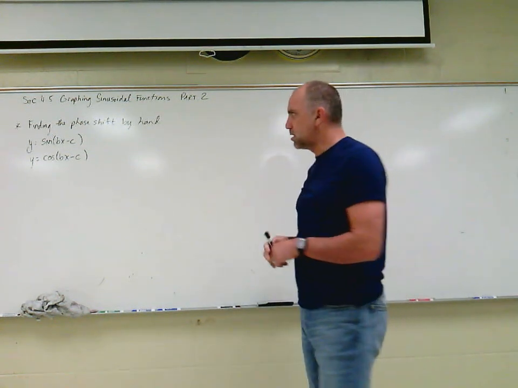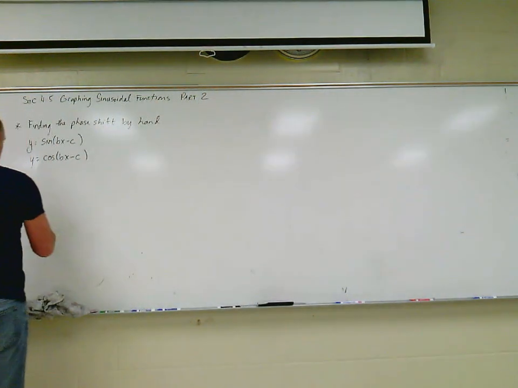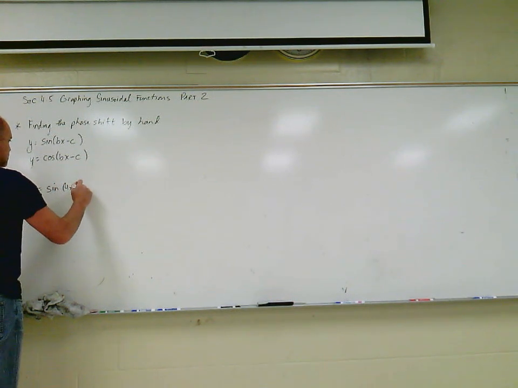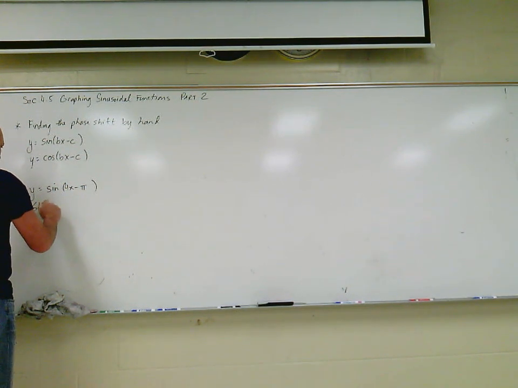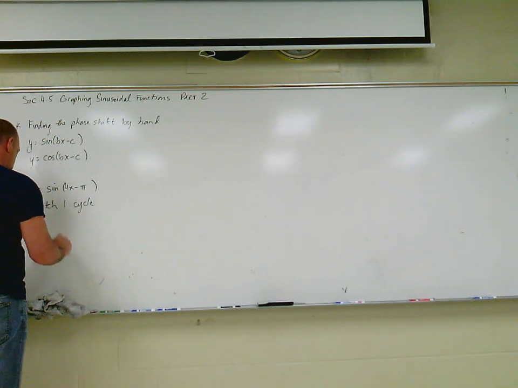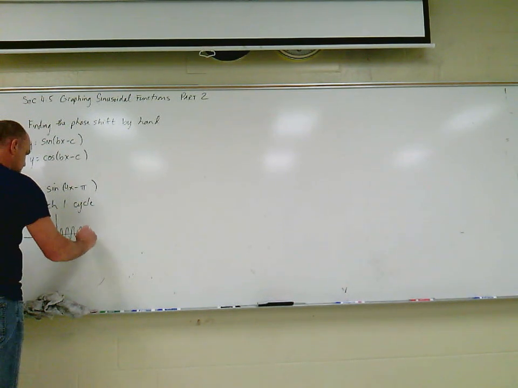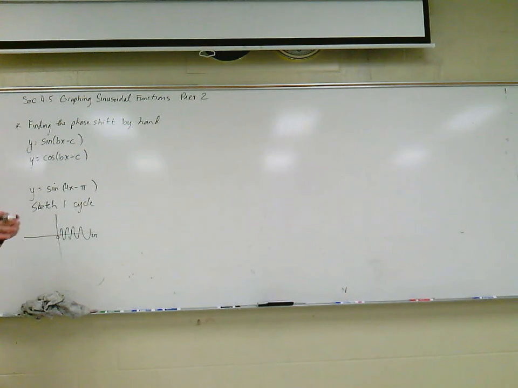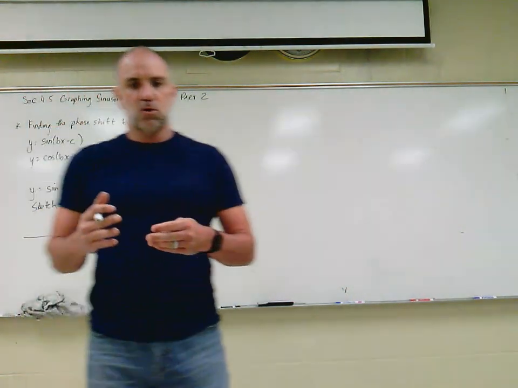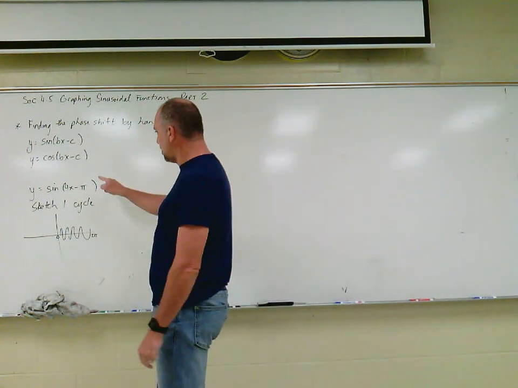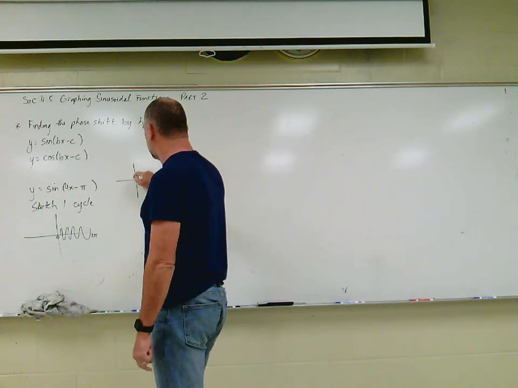If I gave you something like y equals sine of 4x minus pi, and I say sketch one cycle, you're going to look on your screen and see something like this from between 0 and 2 pi, and it's going to be hard to know where those exact locations are. However, I know that one cycle for sine looks like this.